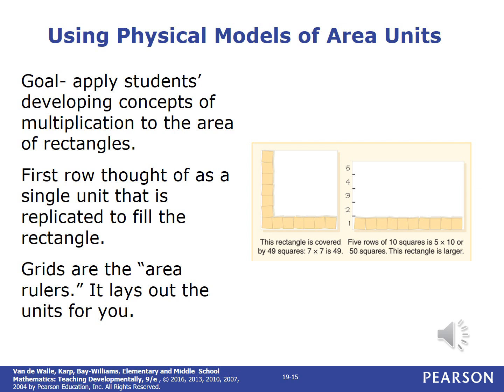This is a great activity because it allows students to begin connecting multiplication to area. They'll realize that one row can be established and simply multiplied instead of filling the entire rectangle. That first row begins to be thought of in their minds as a single unit that's simply replicated to fill the entire rectangle. And the rectangle, like if you're using an index card, for instance, really becomes their area ruler or a grid, so that they can lay all of their units out on it and see the relationships that are occurring.